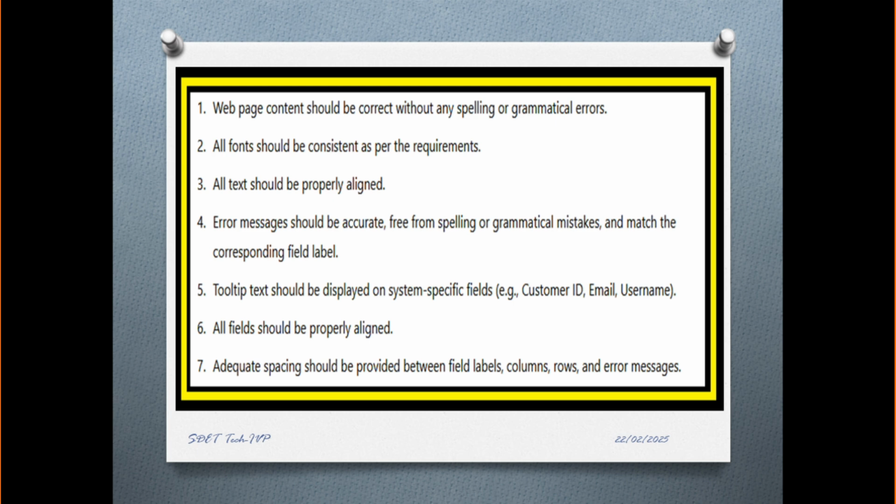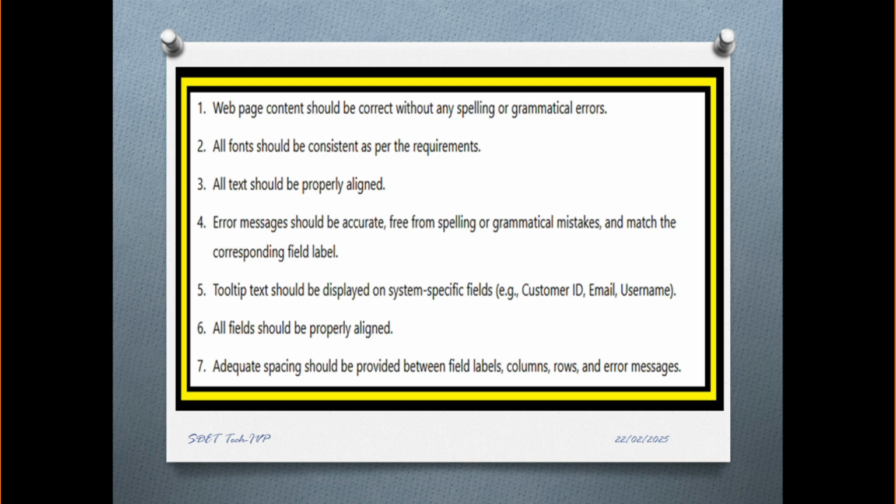Third thing, all text should be properly aligned, all the left and right alignment should be proper. Fourth one, error messages should be accurate, free from spelling or grammatical mistakes, and match the corresponding field label. Suppose you are entering an invalid username and password, and at that time you get an error message like invalid username. The error message should be correct in terms of spelling, text, UI, as well as font, particularly the font size of this error message, and it should be properly aligned with the text field.